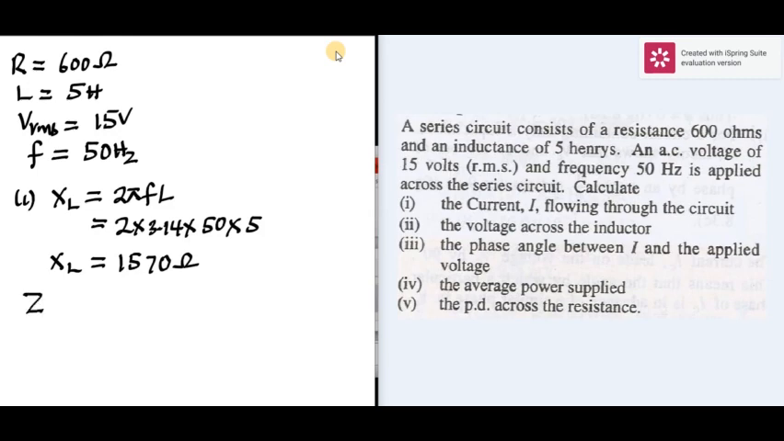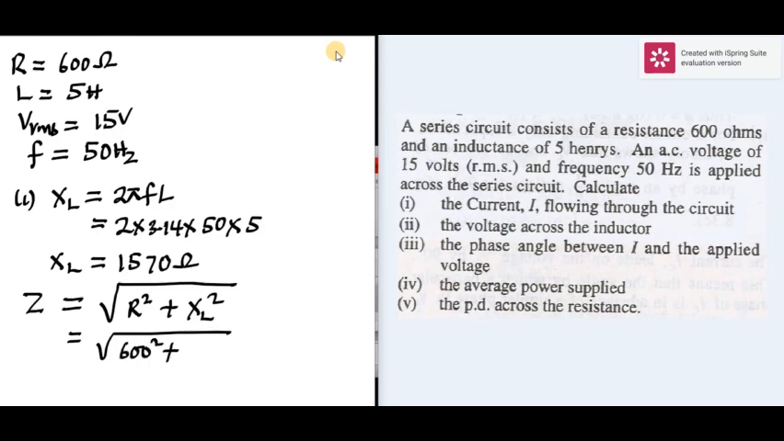Then we find the impedance of the circuit. In this situation, the impedance is given by this expression here. Put in the values: square root of 600 squared plus 1570 squared. That will give us an impedance of 1680 ohms.